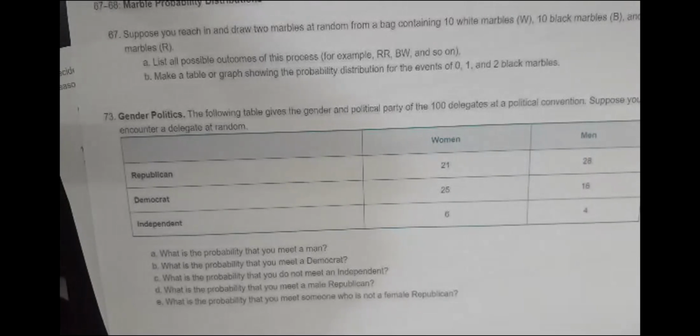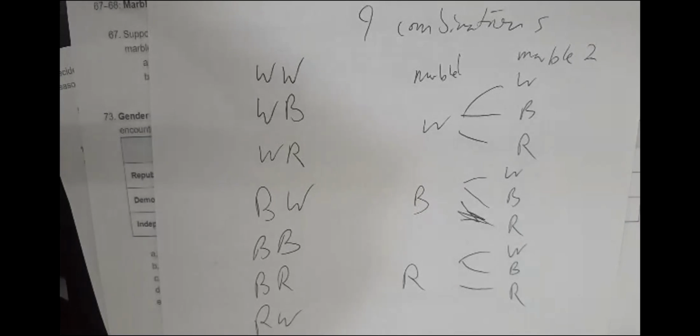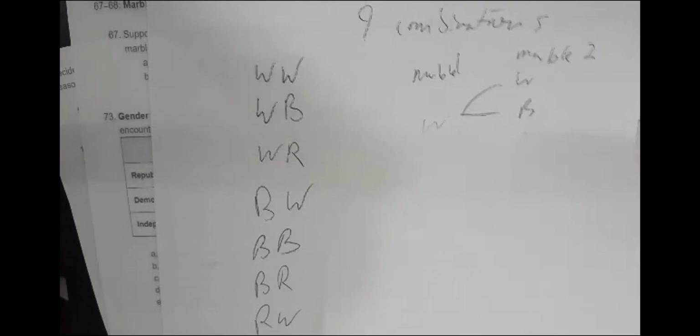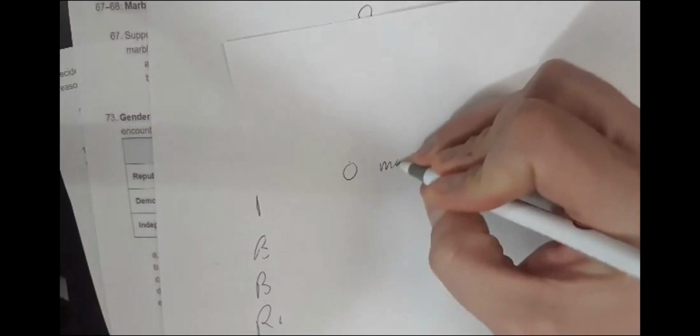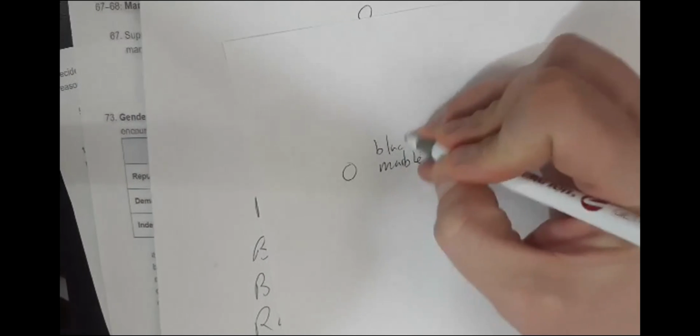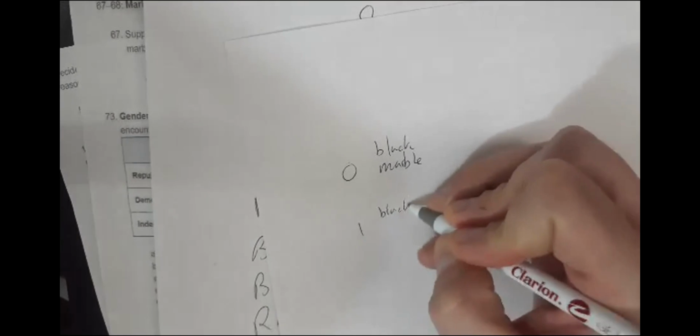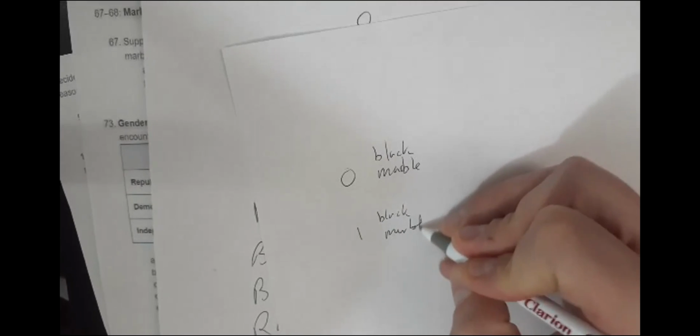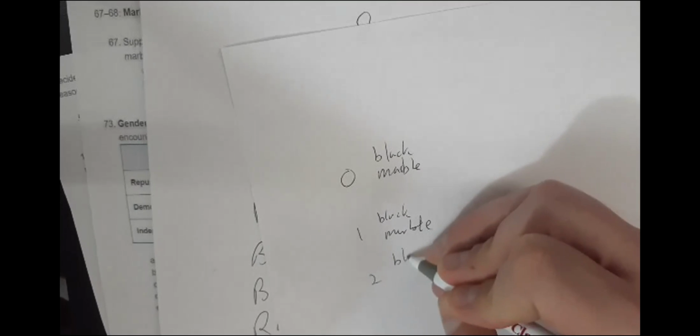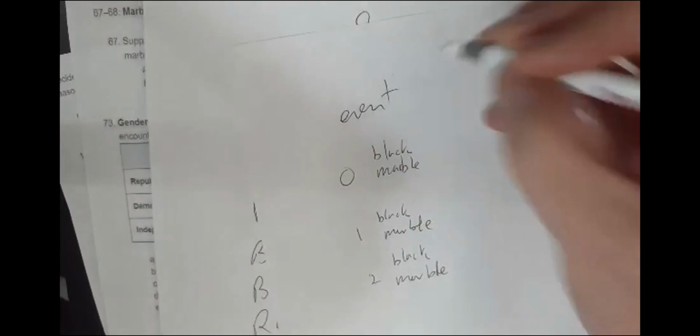Make a table or graph showing the probability distribution for the events of 0, 1, and 2 black marbles. So back to our marbles. Don't lose your marbles. Black marbles: 0 black marbles, 1 black marble, 2 black marbles. This is the event.